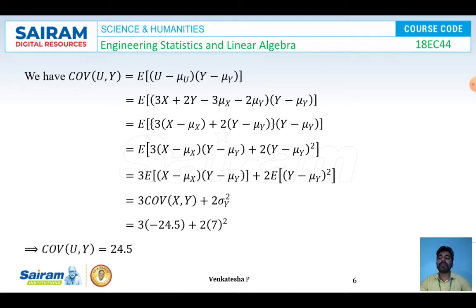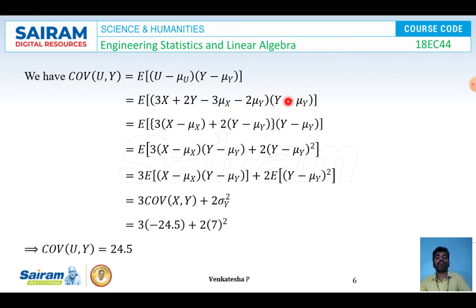Similarly, we can find covariance of uy. The formula is given by expectation of u minus mu u into y minus mu y. So replacing u as 3x plus 2y and replacing mu u as 3 mu x plus 2 mu y, I got the equation expectation of 3x plus 2y minus 3 mu x minus 2 mu y into y minus mu y.